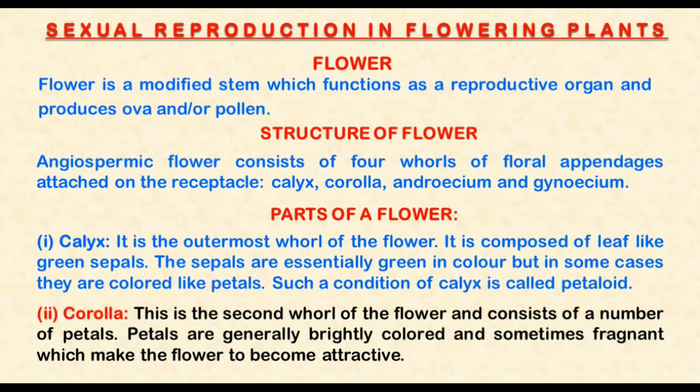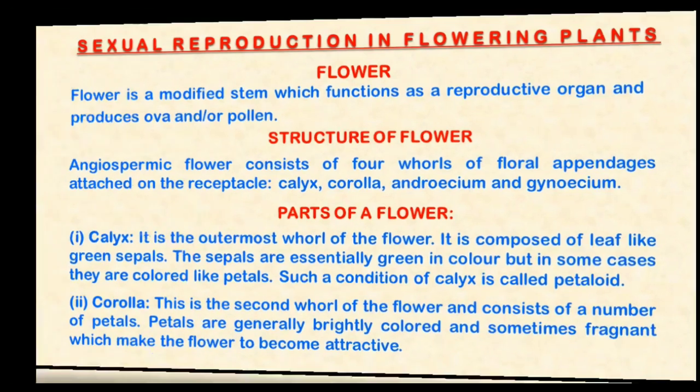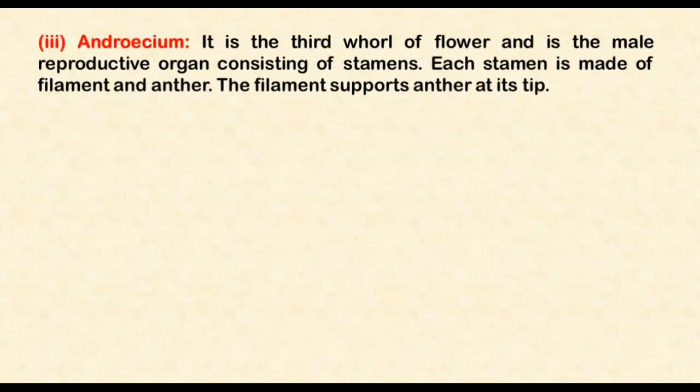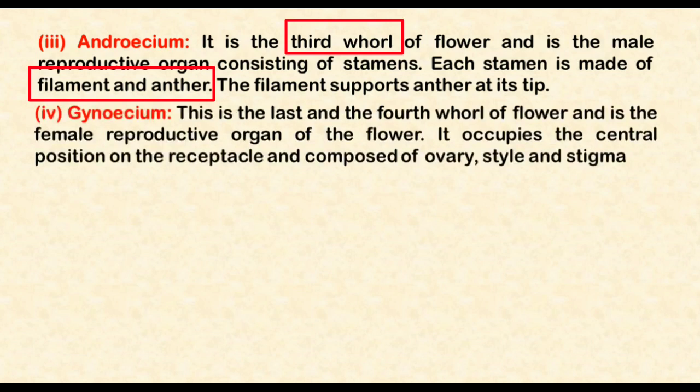Next part is the corolla. This is the second wall of the flower. It consists of a number of colored petals. The colored petals attract the insect for pollination. Next part is the androecium. It is the third part of the flower. It is the male reproductive organ. It consists of filament and anther.